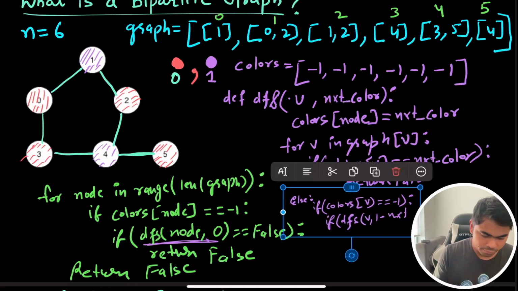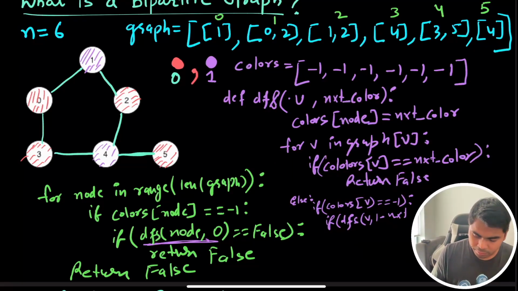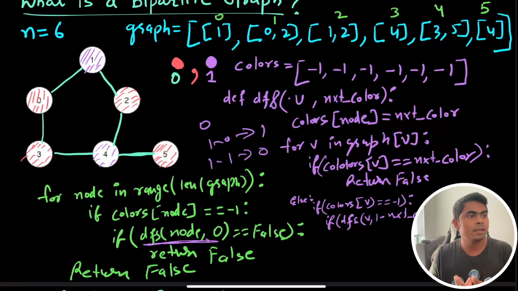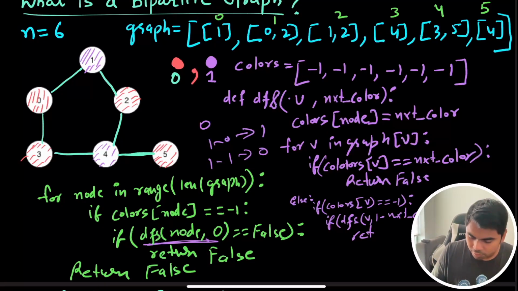Yeah, so it's 1 minus next color, and the reason is that if the last color was 0, then 1 minus 0 would be 1. If the last color was 1, then 1 minus 1 would be 0. So we are just flipping the color, without even thinking much about it. And then we can return false. Otherwise, in the end, you can return true.